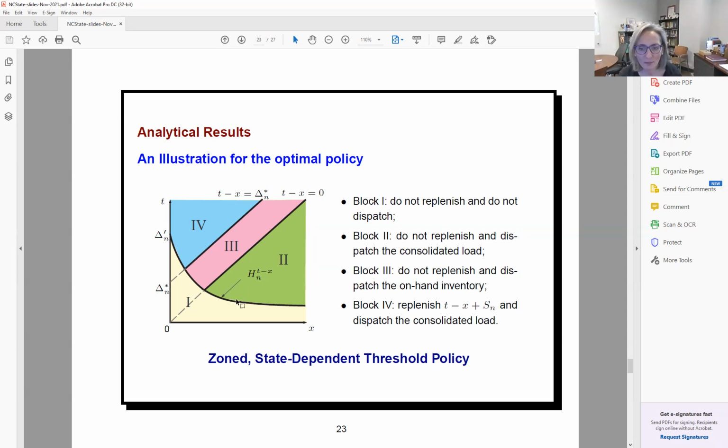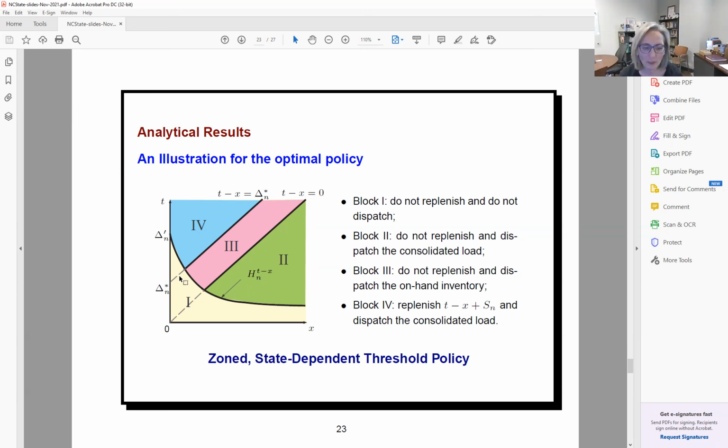So block 1 is about do not dispatch. Blocks 2, 3, and 4 are about the dispatch case. And this kind of policy I call a zoned state-dependent threshold policy. It's a new policy type within the class of all of the existing inventory control policies that we know. You may be familiar with some of them from your coursework in production and inventory control. The simplest ones are base stock policies, SS policies, and QR policies. And here we have a zoned state-dependent threshold policy.